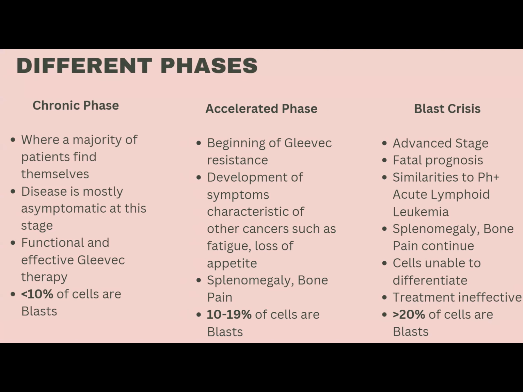So first you have the chronic phase. It's the first stage, where 80 to 85% of patients are going to be found. The disease is highly asymptomatic at this point, so you don't experience any real symptoms. Most of the patients find out about their cancerous condition through routine checkups, and we'll talk about that in a second. Functional and effective Gleevec therapy is present. We'll be talking about how Gleevec is activated in a second, but this is just a breakdown of the disease. And very important, less than 10% of these cells are blasts.